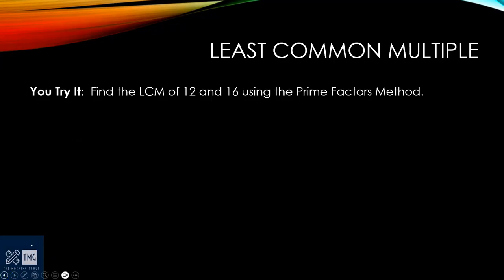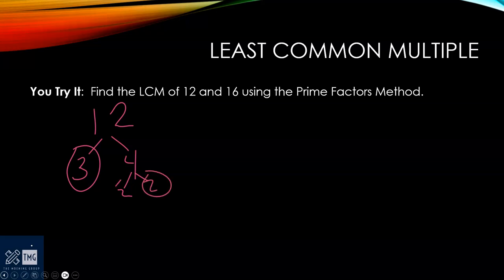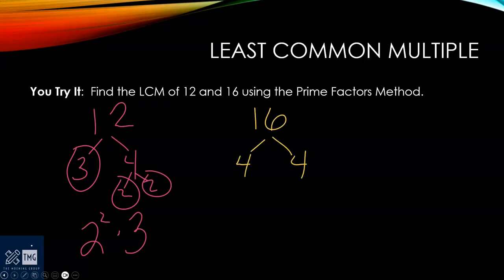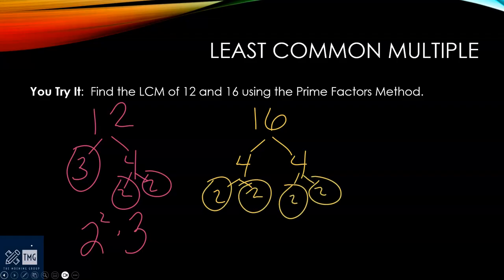So let's go through and say, okay, if I have 12, well, 12 is 3 times 4. 4 is 2 times 2. So my prime factorization is 2 squared times 3. Right? So that takes care of 12. Then I go to 16. Well, 16 is 4 times 4. And each 4 breaks down to be 2 times 2. Okay, so 16 is just 2 to the 4th power.